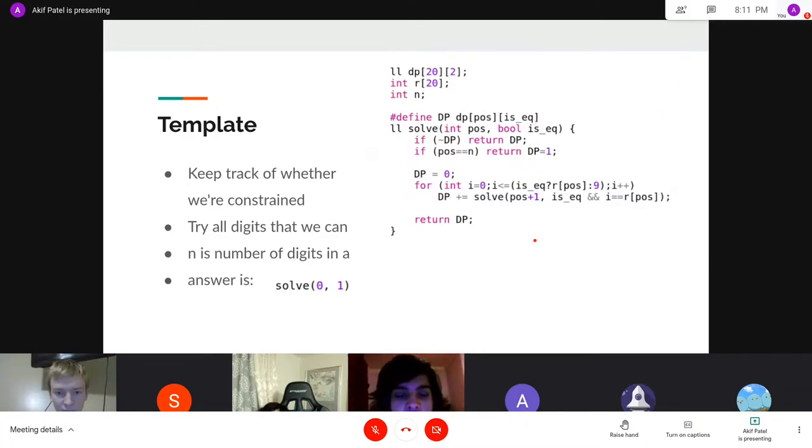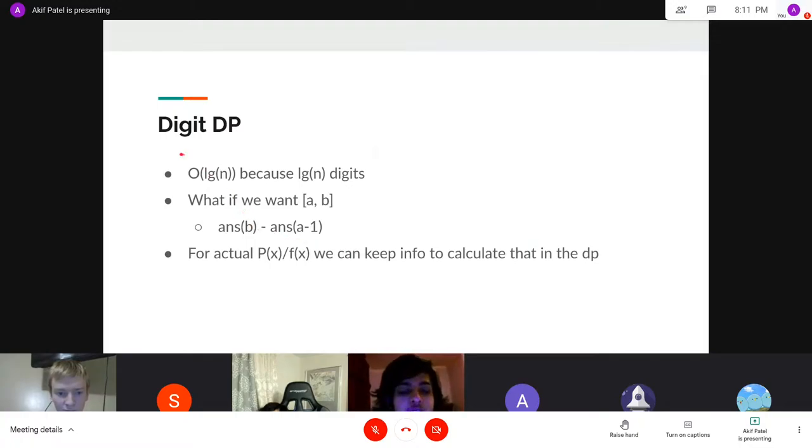Okay? So now let's analyze the complexity of this. This is log n time, right? Because we have log n digits. The complexity of this is just the number of states, which is just how many digits we have, like 20 or 18 or whatever. And that's just log base 10 of our number, right?